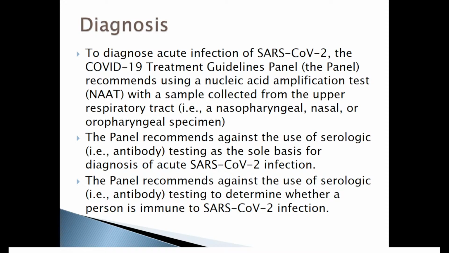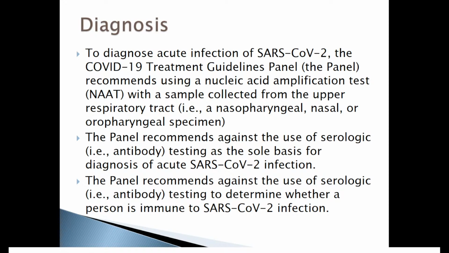The main diagnostic method is PCR reaction to find the RNA of COVID-19. The panel recommends against the use of serologic antibody testing as the sole basis for the diagnosis of acute SARS-CoV-2 infection. The same is true for the Russian guidelines. It is possible to use antibody immunoglobulin M and G to confirm the diagnosis, to observe the clinical course of the disease in the patient. Does he make a high level of antibodies to COVID-19? But this method is less sensitive than RNA observation and is not indicated as a first-line diagnostic method.